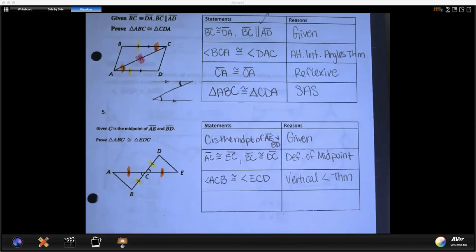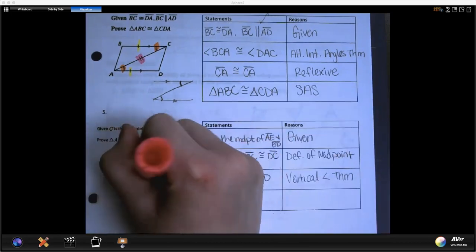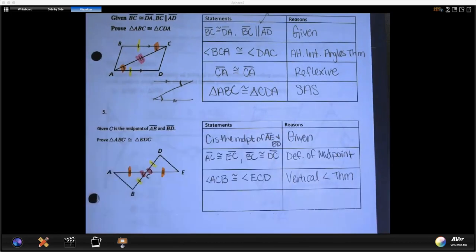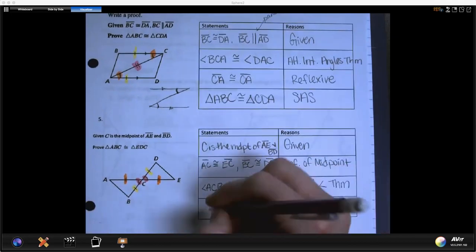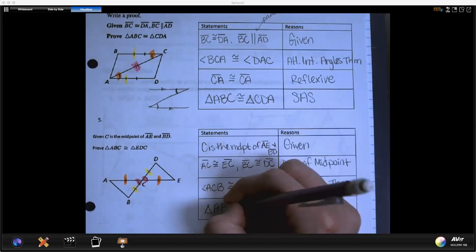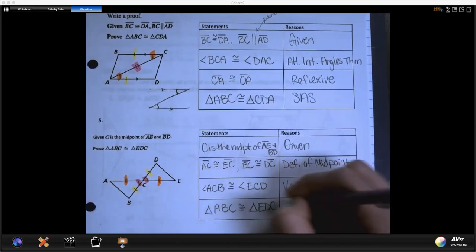You have two intersecting lines, just two intersecting lines. Anytime you have two intersecting lines, you will have vertical angles. Okay, therefore, can I prove that I have side angle side? We have a side, an angle, then a side again. Correct, good. So then I have proved that ABC is congruent to EDC.